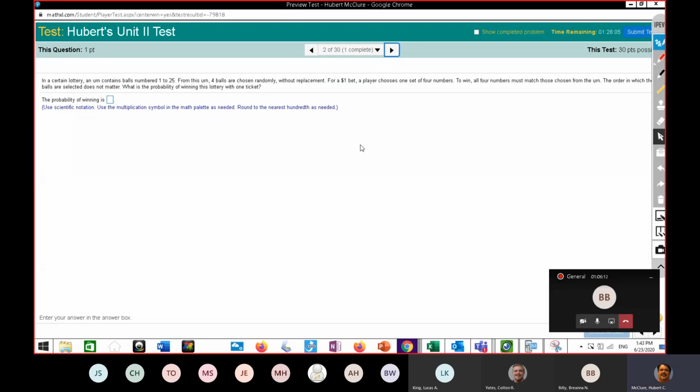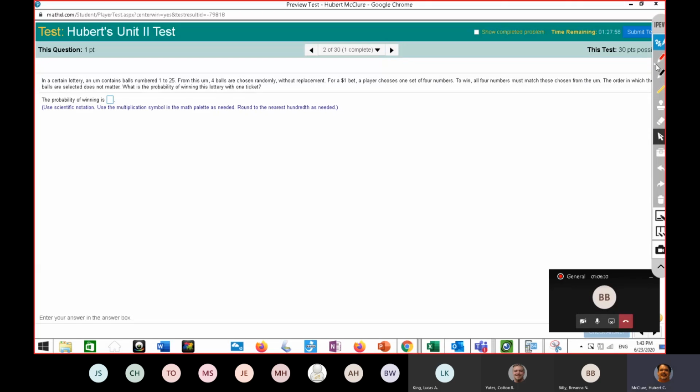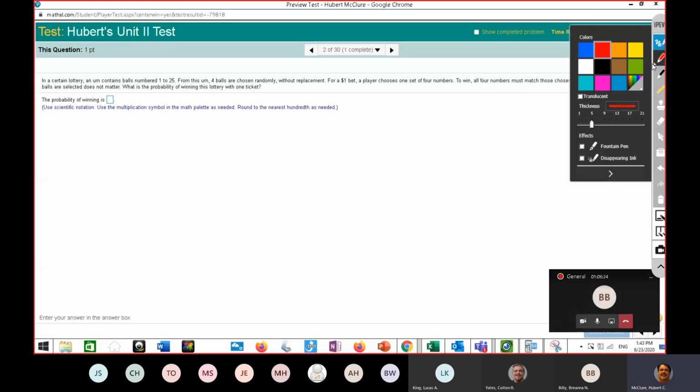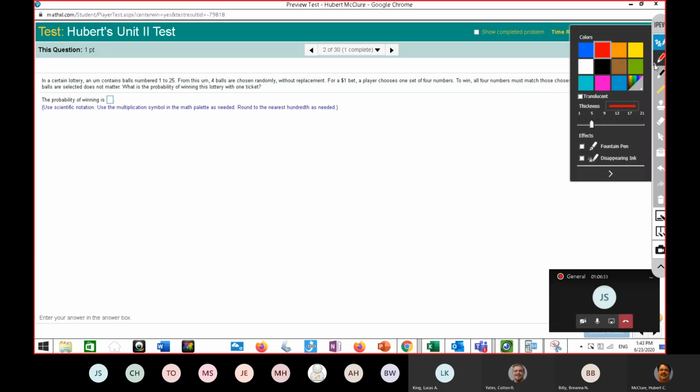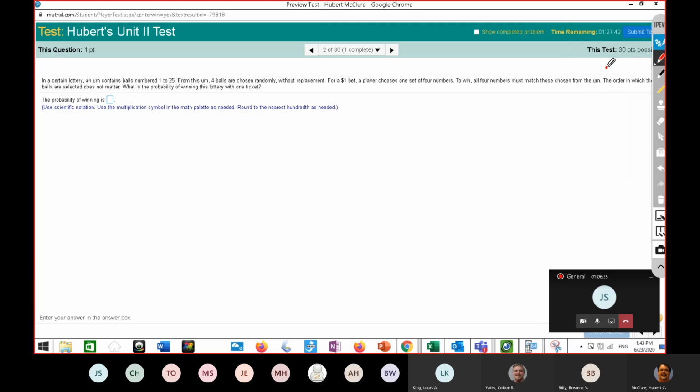Okay, so this one, let's see if I can change my pen to black. This thing has two pens. How does it have two pens? I only got one stylus. I'll just pick this pen. There.